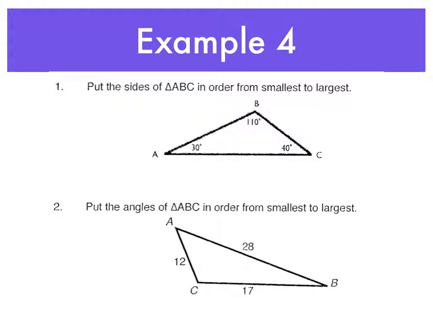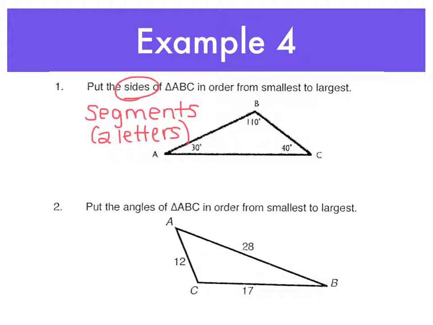Okay. Number 1 says put the sides in order. Now what I want to draw your attention to is this says sides. What kind of thing are the sides of a triangle? They're segments, right? How do we name segments? How many letters? Yep. Segments, which means 2 letters. So you're not saying like A, comma, B, comma, C. Okay, there's no such thing as side A. There's an angle A, but there's not a side A.